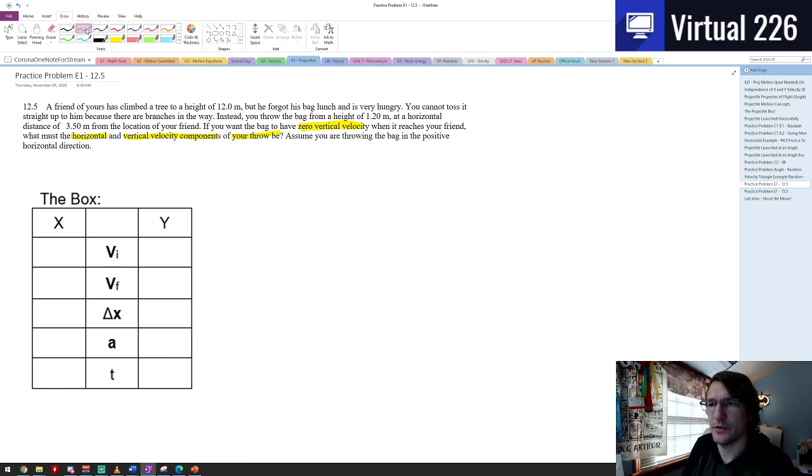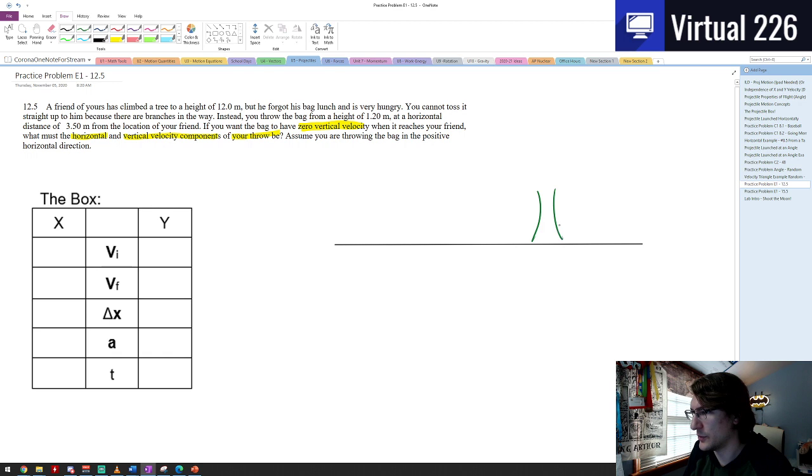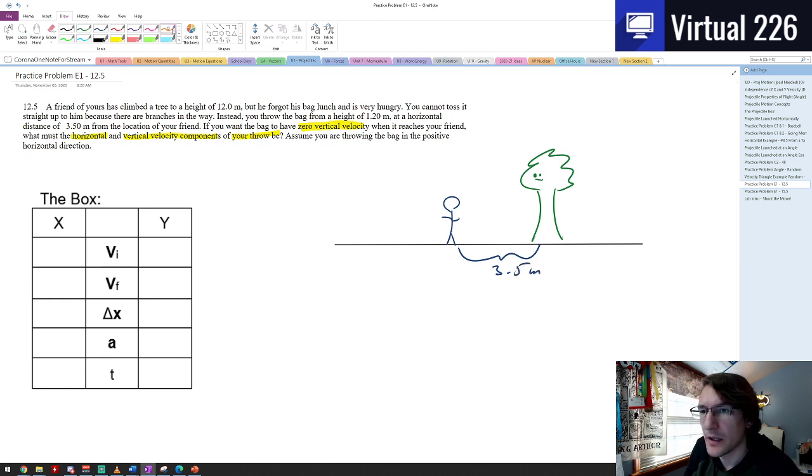So let's just draw a picture. Pictures are so helpful for problems like this. So here's the picture, there's the ground. Here's the only way I know how to draw a tree. Here's your friend in it. Maybe the tree is your friend, I don't know. Now you are down here. You're 3.5 meters away from the tree. You throw the bag from 1.2 meters off the ground, and your friend is up here in the tree 12 meters high.